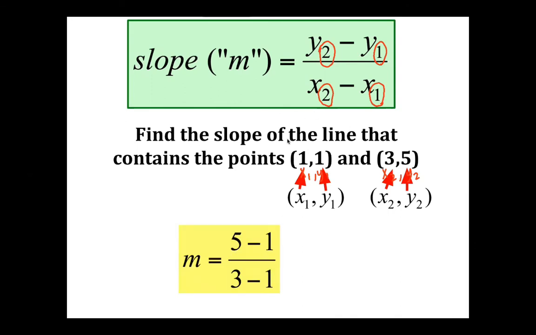Then get your slope equation out. So you have y2 minus y1. Your y2 is going to be 5, so plug that in first, and then your y1 value will be 1. So the top half of your slope equation will be 5 minus 1. Then move on to your x values. You have x2, which is 3, minus x1, which is 1. Now that you have your equation set up, you can work this out. So 5 minus 1 is 4, and 3 minus 1 is 2. And that can actually reduce to just 2. And that is your slope.